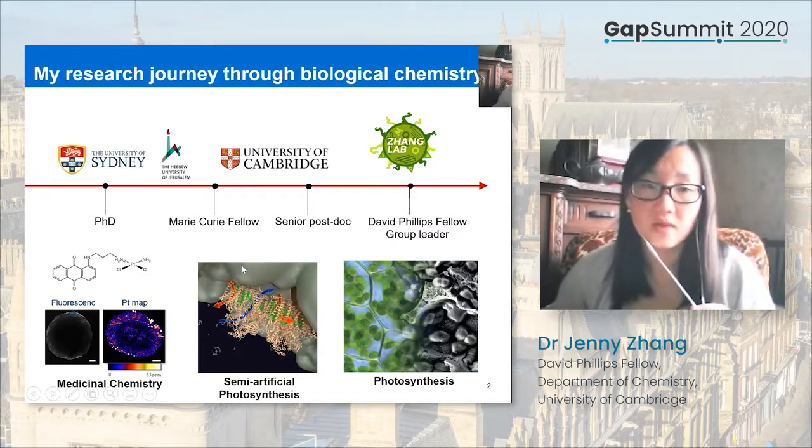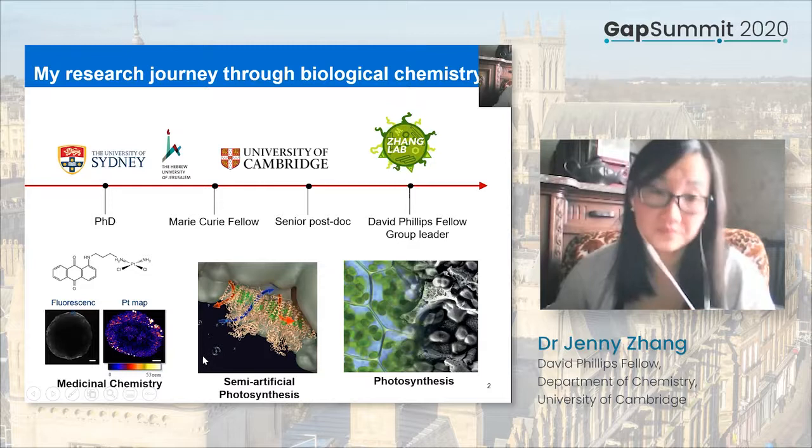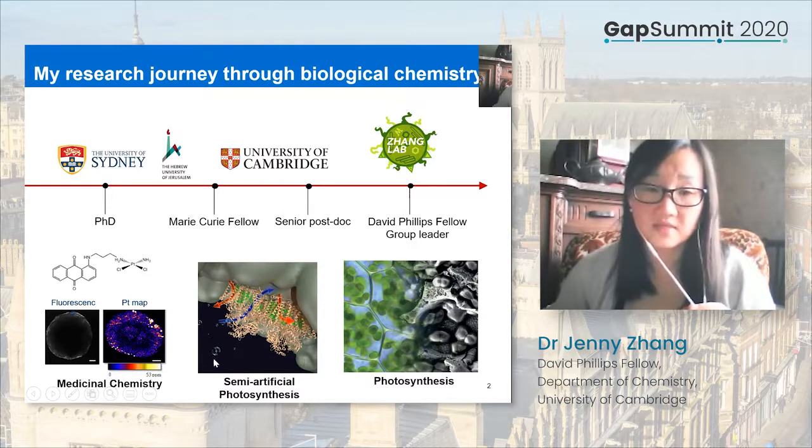So this is why I moved to the University of Cambridge, and I started working with Professor Erwin Reisner, where we developed this field, semi-artificial photosynthesis. And then I took this to apply it more broadly to other photosynthetic systems, which I'll tell you about now. Now, first I need to explain to you what semi-artificial photosynthesis is.